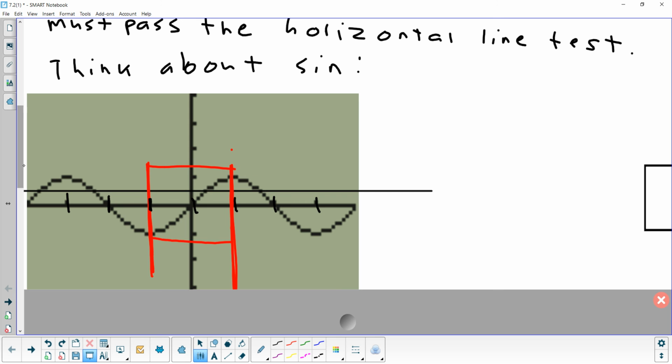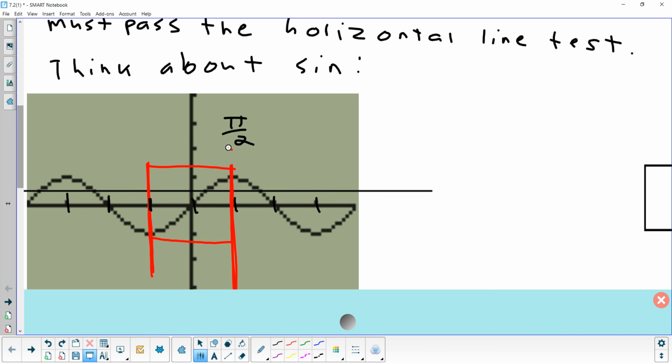Does anybody remember when you graph sine, what x value marks the first quarter? Like we have pi, 3 pi over 2, and 2 pi. Those mark the middle, third, and the end. 0 marks the beginning. Anybody remember the x value in radians that marks your first quarter? Yeah, pi over 2. So the right edge of that box is pi over 2.